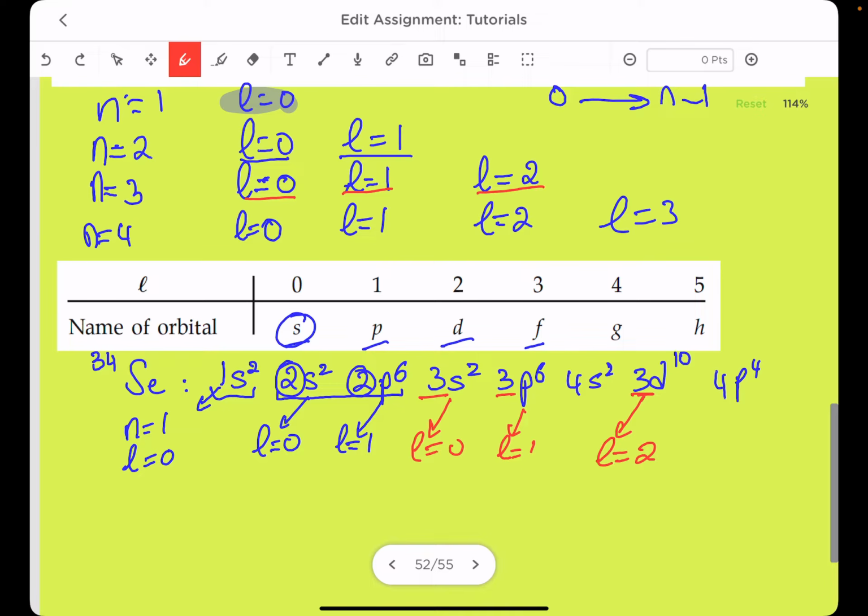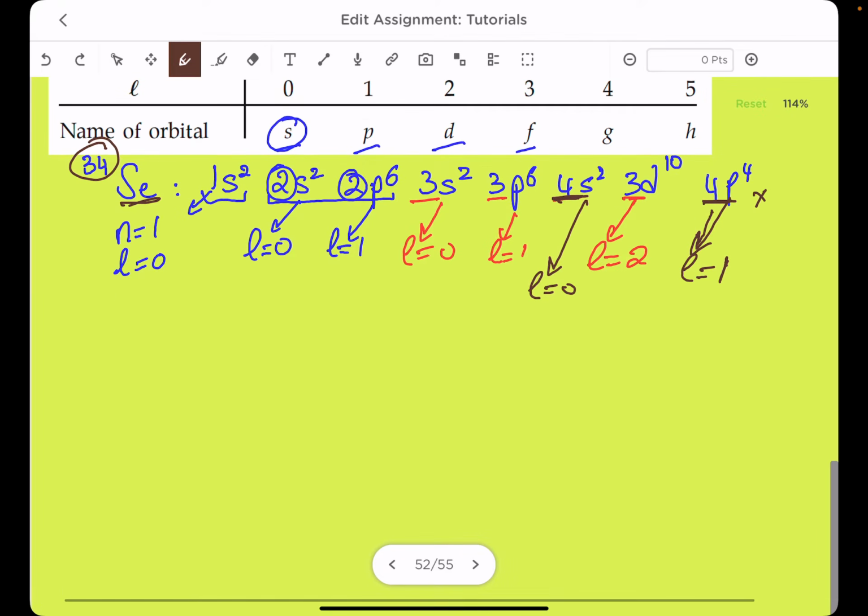and so on. So here, when n is equal to 4, I have L equal to 0, L equal to 1, and I have the D and the F. But here, there are no more electrons to fill the D and the F on the fourth energy level. This is because selenium simply has 34 electrons. So we stopped over here.